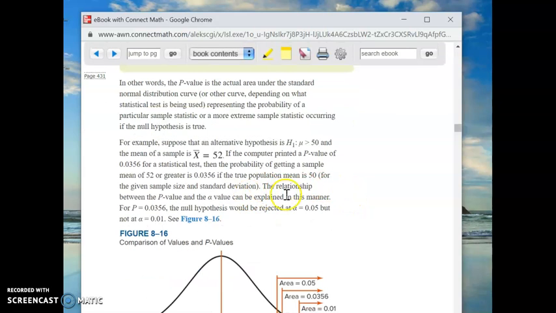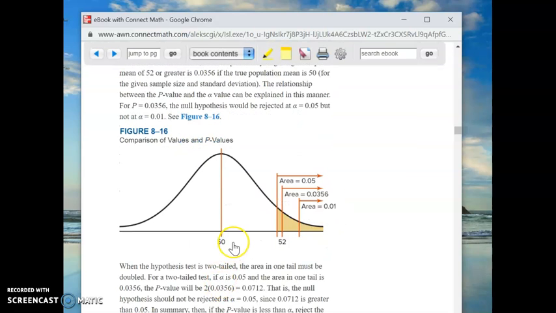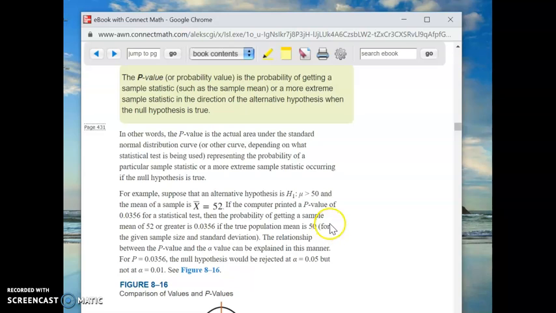Okay, so here's the example we're going to use. We have a null hypothesis that is 50. Okay, that's what we assume to be true.